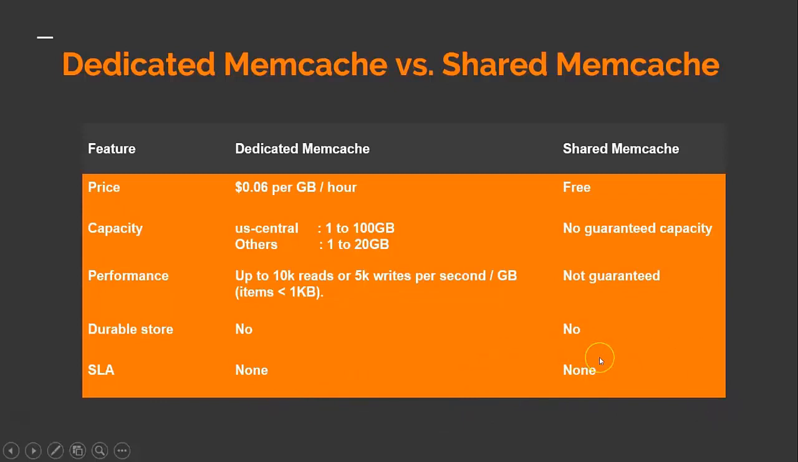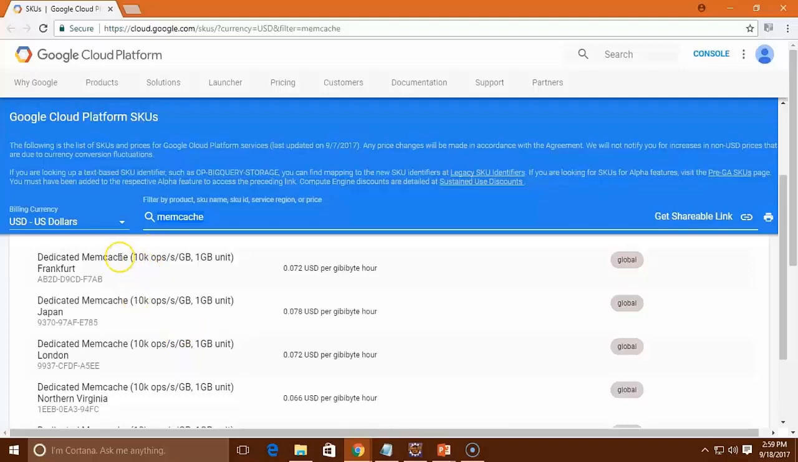Dedicated Memcache billing is charged in 15-minute increments for each Memcache you have enabled for your applications. If you pay in a currency other than USD, the price lists are different, which you can check in the Cloud Platform SKUs. Here you can see some examples of the Memcache price list. So here we need to move into the Cloud Platform SKUs.